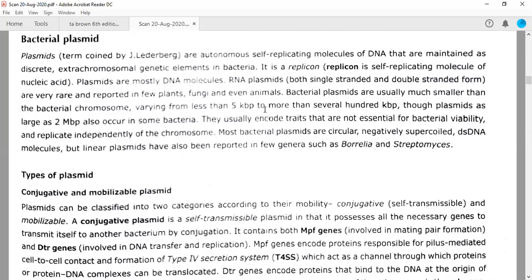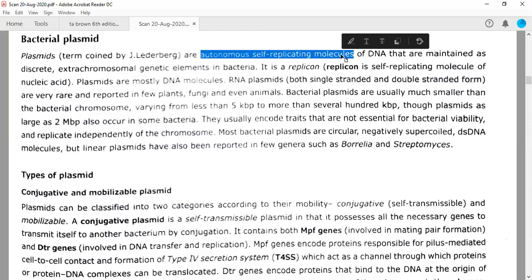We have discussed so much about the bacterial plasmid, but not discussed who discovered these plasmids. So the term was coined by J. Lederberg for the autonomous self-replicating molecules of DNA which are extrachromosomal. The main bacterial chromosome is different. They are extrachromosomal materials which are autonomous. They can replicate themselves. So self-replicating molecules of DNA, double-stranded DNA generally, that are maintained as discrete extrachromosomal genetic elements in bacteria are called plasmids.